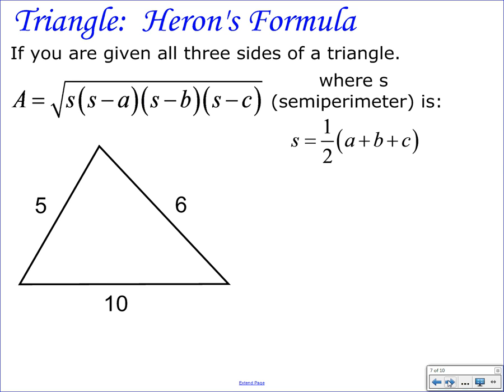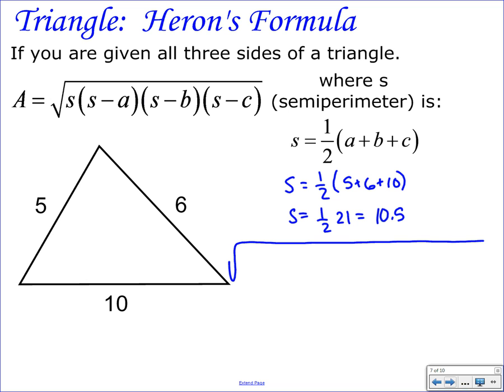Now, semi-perimeter is easy to remember. If you remember the name of that, semi, half the perimeter. So you add all the sides together, divide by 2. So first thing you do is you find S. S is 1/2 of 5 plus 6 plus 10. So S is going to be 1/2 of 21, which is 10.5. Now it's just a matter of plugging and chugging into the formula, guys.